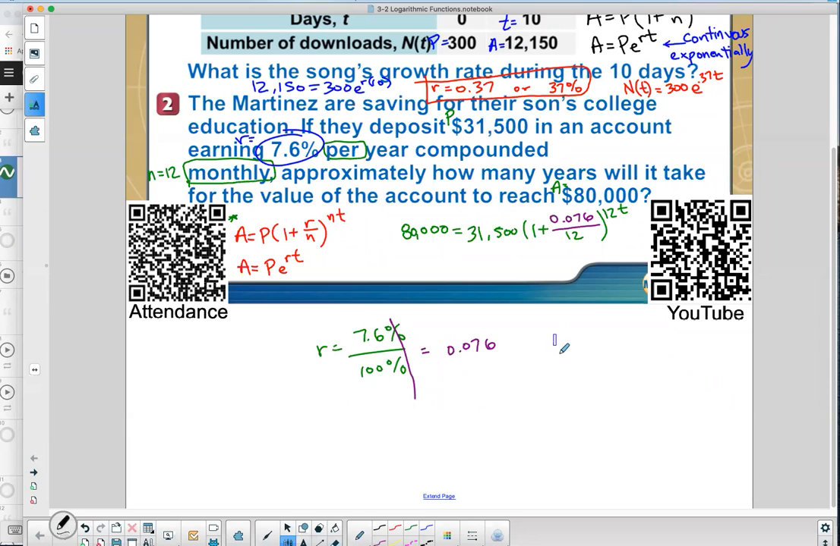The answer here is 12.302 years. That's how long it takes for your money to more than double.